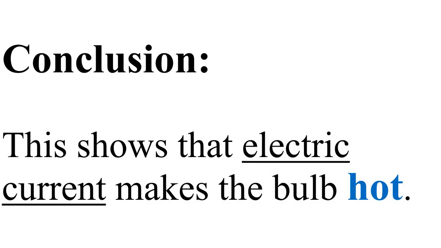Conclusion: this activity shows that electric current makes the bulb hot, while touching the bulb in the second case, we observed the bulb was hotter as compared to the first case. The heating effect in the bulb was produced by the electric current.